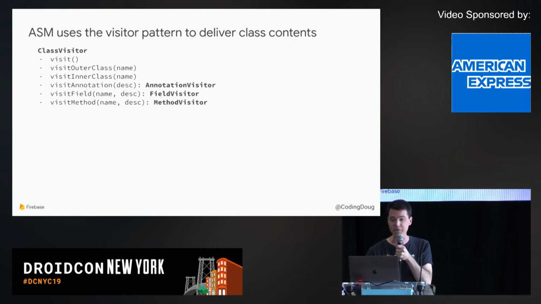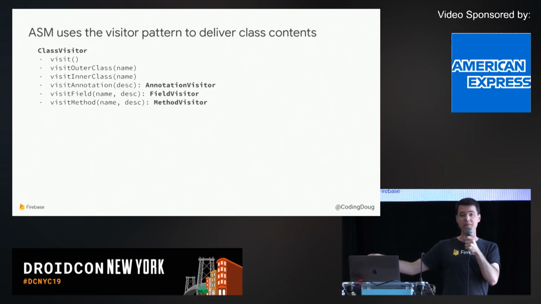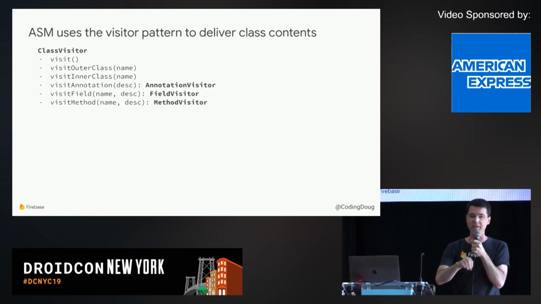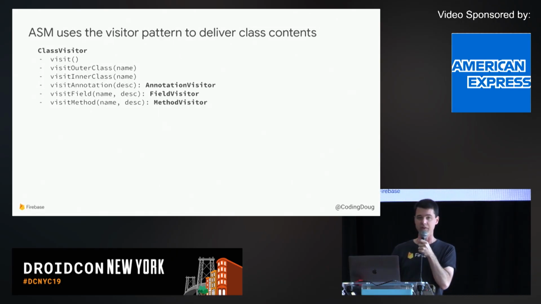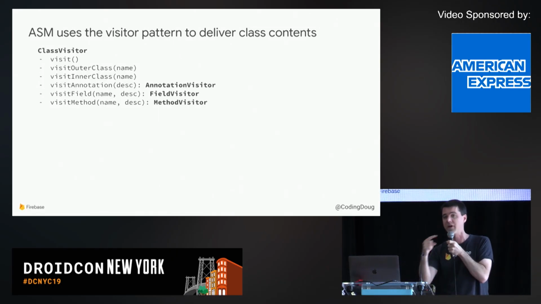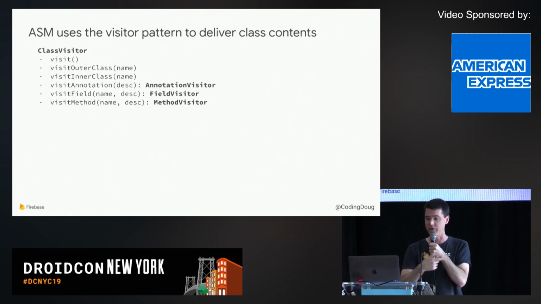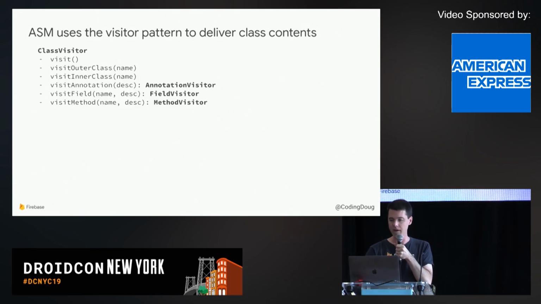Notice that 3 of these are returning other visitors themselves. So the class visitor doesn't get all the information about everything in the class. It's getting top-level information. If you want to go further, you have to return another visitor that will get registered, and it will return more changes.